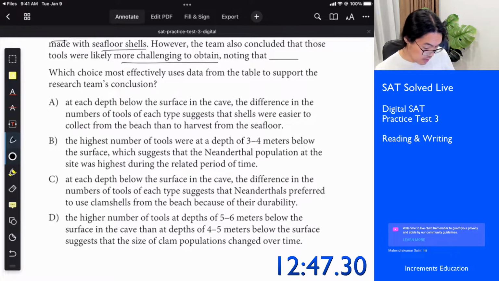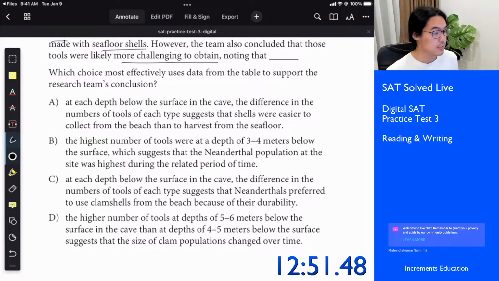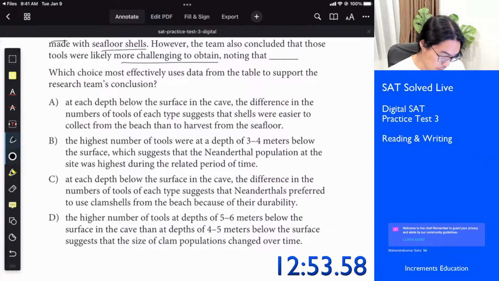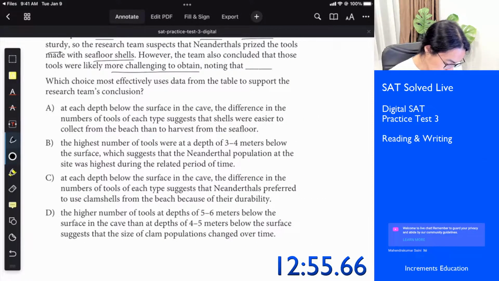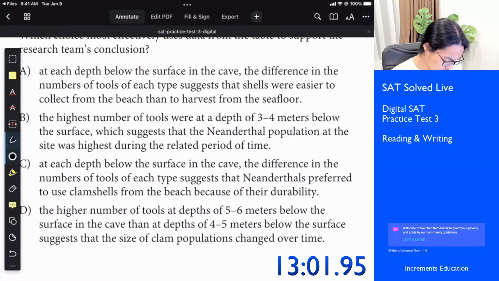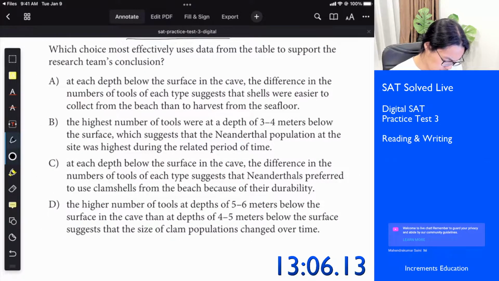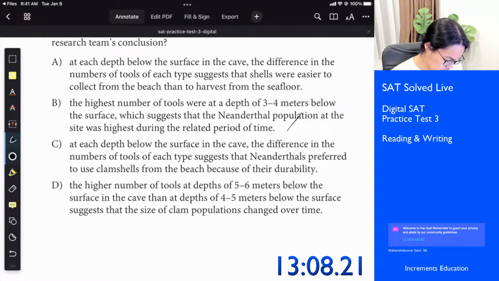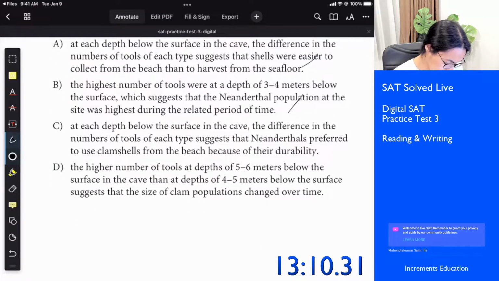I am zoning out and also not knowing what to look for. So I'm just going to have to process of elimination because I am literally just struggling. Oh my god. At each step below the surface, the difference in the tools suggests the steel is, okay. No. The highest numbers were 3 to 4, which suggests that they were higher. No. Population, why are we talking about high population? Easier to collect.